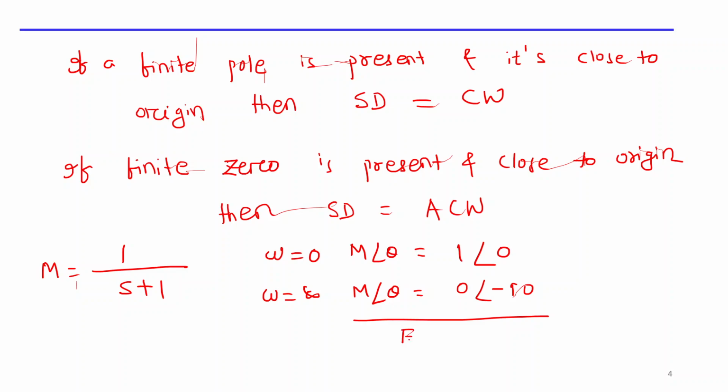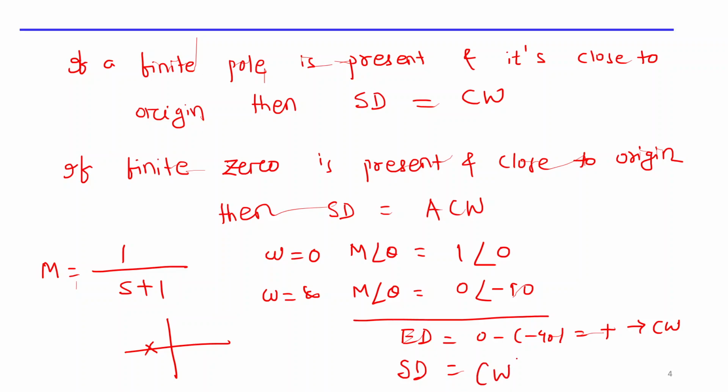What is the ending direction? Tell me, clockwise or anti-clockwise? 0 minus of minus 90 is positive. Positive means clockwise. What is the starting direction? You just see in this pole-zero location how many poles are present. No zeros are present, and only one pole is there. So only a pole is present, so the starting direction is also clockwise.